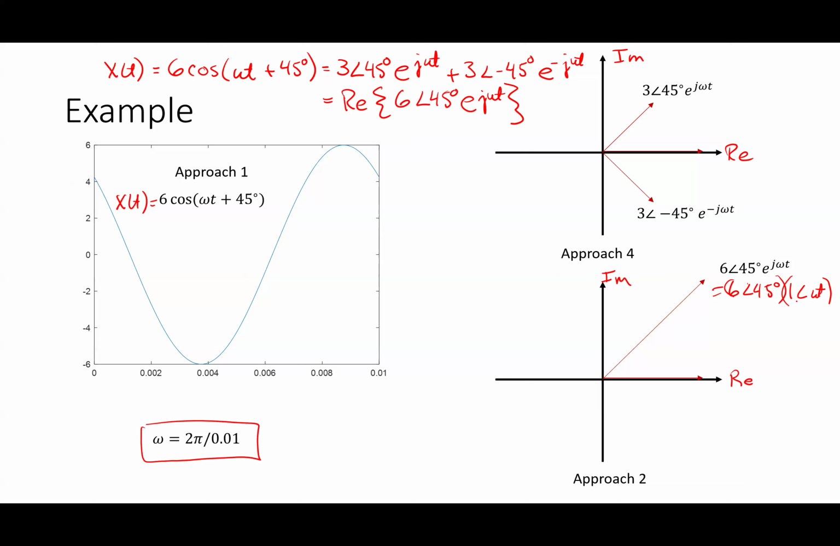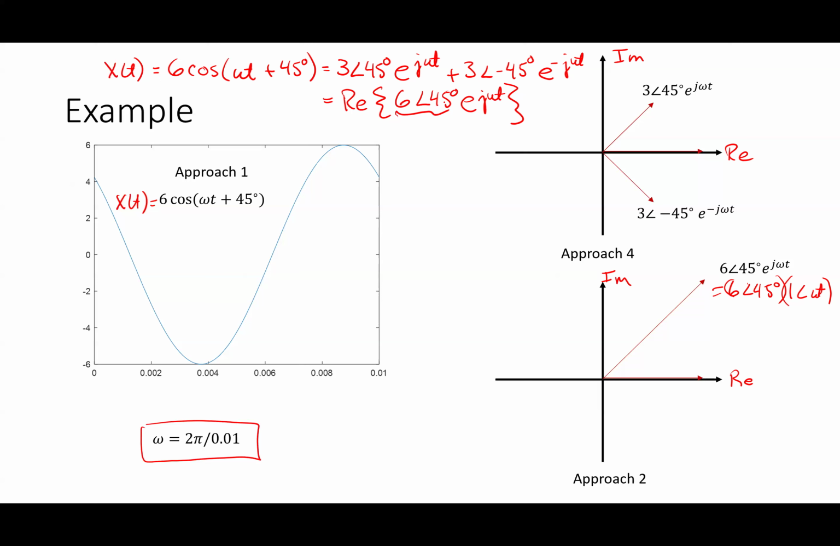So at t equal to 0, this is what I call the dynamic phasor. It's not the static phasor. The static phasor is this, 6 angle 45 degrees. What have I drawn here? That's a good guess, but what is the real connection? The real part of that vector. A vector has a real part and an imaginary part. The real part is the x component of that vector.